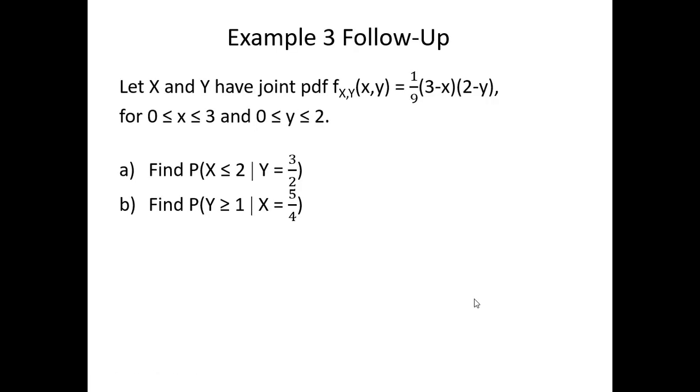Now, let's take a look at a follow-up example. So suppose I have the same joint PDF defined over this rectangle, x between 0 and 3, y between 0 and 2. And let's say we want some more specific probabilities. The first one, the probability x is less than or equal to 2 given y is 3/2. And in the second, we flip it: the probability y is greater than or equal to 1 given x is 5/4.